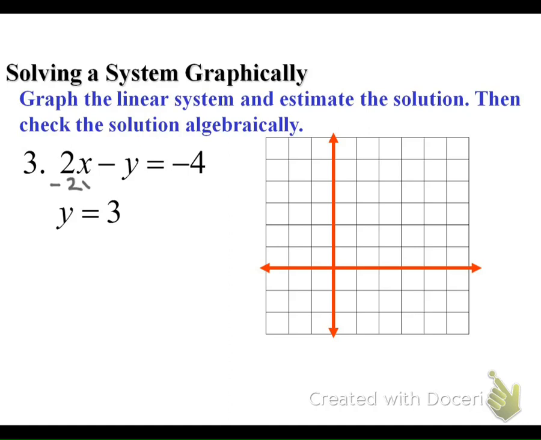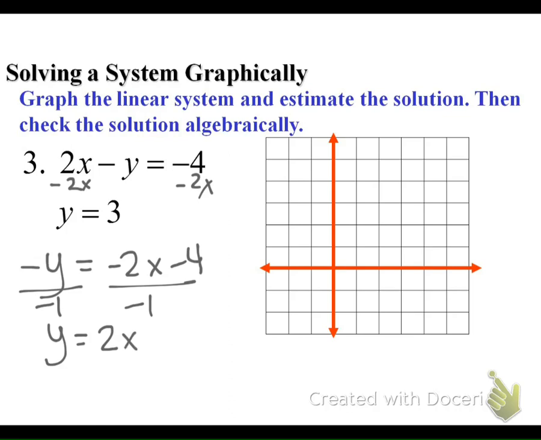Yep, minus 2x. I want to get y by itself. So this is negative y equals negative 2x minus 4. Then what? Yeah, I need to divide by negative 1, which is just going to change all my signs. So I can graph that one now.